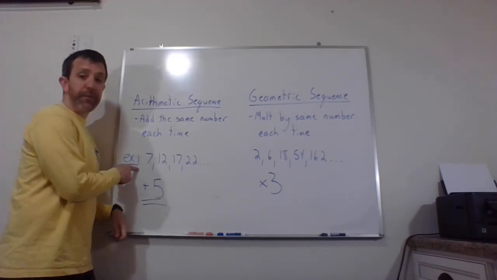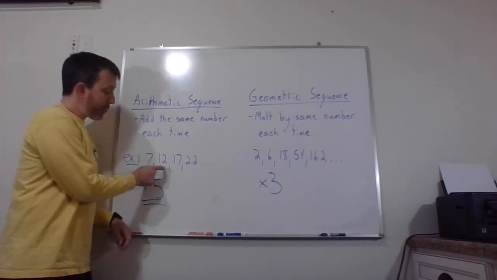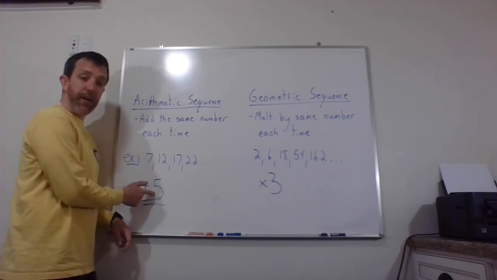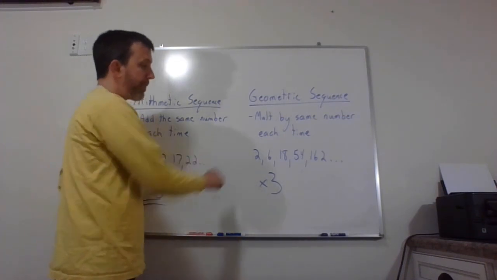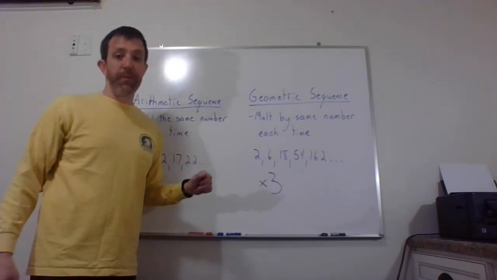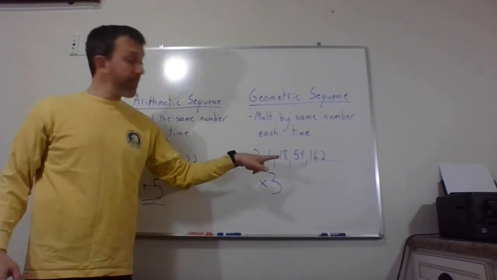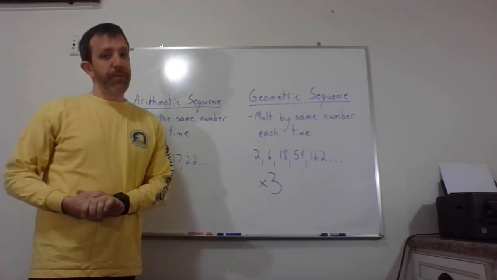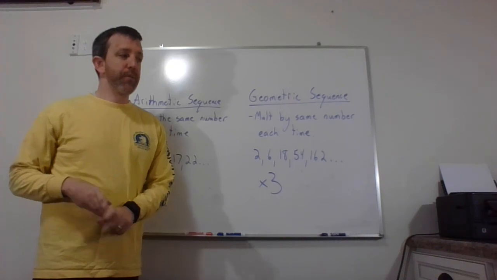So here's the thing. If you know you have an arithmetic sequence, you can always subtract any two numbers to find out what you're adding. 12 minus 7 is 5. If you know you have a geometric sequence, you can divide those two numbers. Make sure you do the second one first. 6 divided by 2 would give you the 3. And that way, you can know how to proceed with your sequences. So there you go.